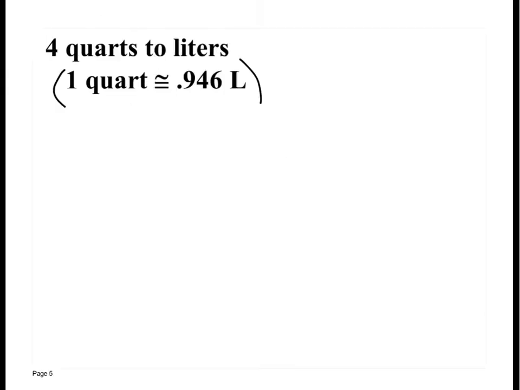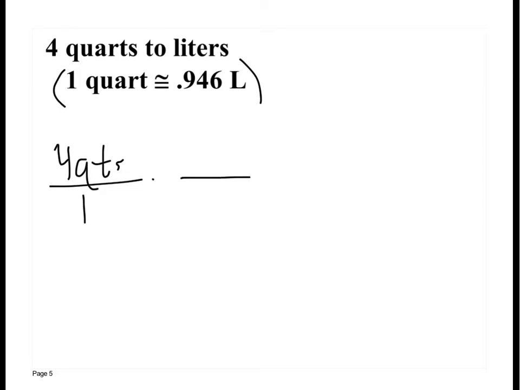1 quart. Okay, this little symbol right here just means it's close to, it's roughly 0.946. It's not exactly because they've rounded, but it's close to. That's what this means. It's just equal to, similar to, okay? So write what they give me. They give me 4 quarts over 1 because it's not a rate. It's just a measurement. So it's over 1.